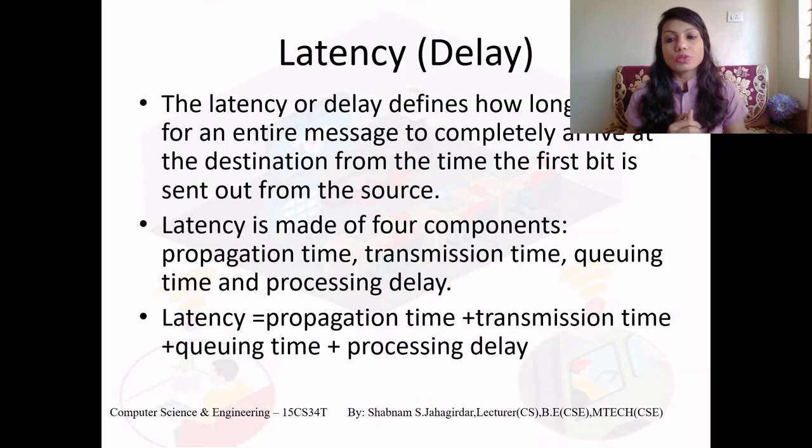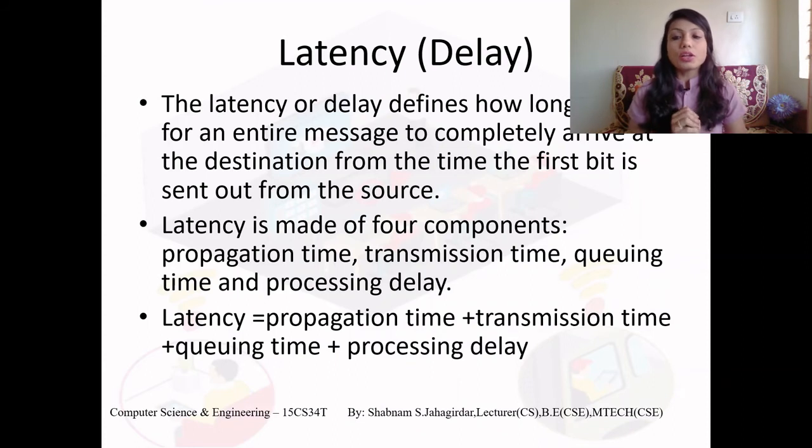So the formula is also given: latency has propagation time. Propagation is the time taken for bits to travel from source to destination. Whereas transmission time is the time taken for the first bit to be sent and the last bit to be received at the receiver. That is, when the first bit is sent from the sender and the last bit is received at the receiver, that time is known as transmission time.